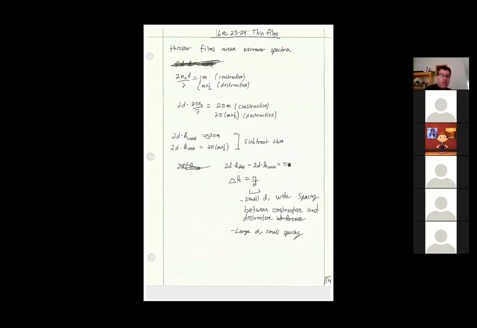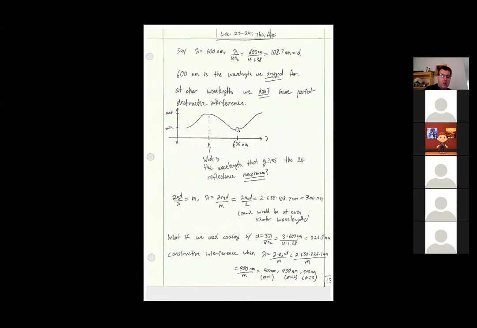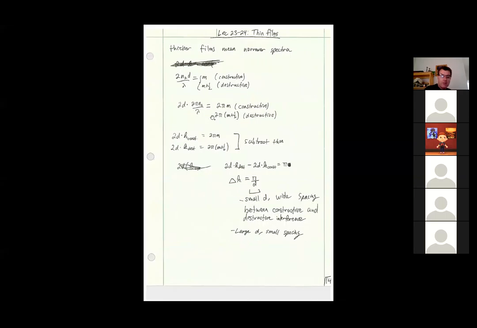So if I want to figure out how much k has to change so that I go from constructive to destructive, so that I go from minimum reflectance to maximum reflectance, well, I'll just subtract these, and I get 2d times delta k is pi, or delta k is pi over d. So if I have a small d, a very thin film, I get a very large spacing between k values. Whereas if we use a thick film, large value of d, then I get a small spacing between k values. And so that's how I think about why it is that thick films have their interference minima and maxima very close to each other.